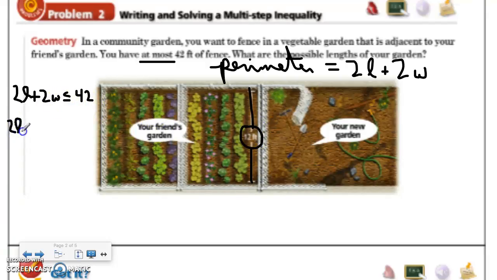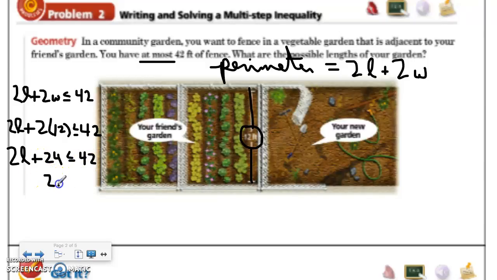2L plus 2 times 12 has to be less than or equal to 42. So 2 times 12 is 24. I'm going to rewrite this as 2L plus 24 less than or equal to 42. And then I would solve this by subtracting 24 from both sides, which would give me 2L is less than or equal to 18. And then divide both sides by 2, which would give me L is less than or equal to 2.